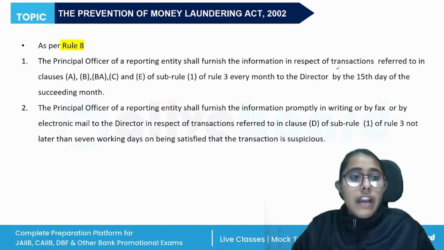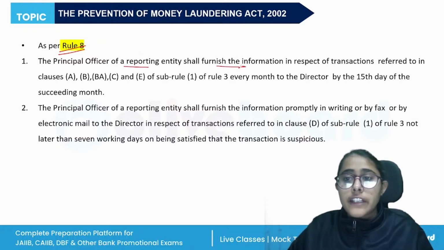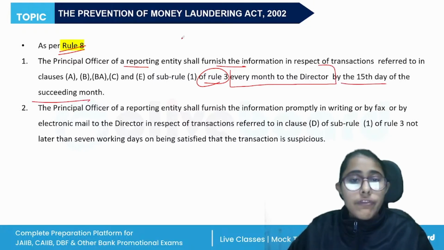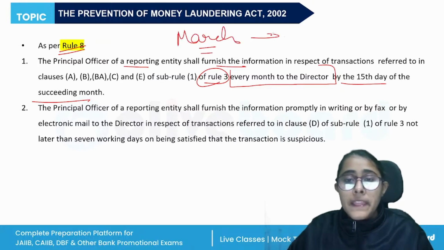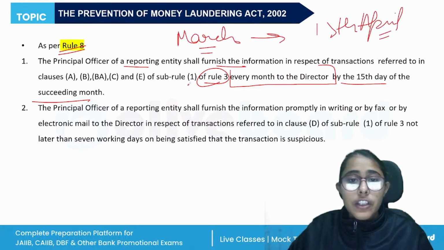Then we have Rule 8, which talks about the procedure by which the information will be furnished to the director. So the principal officer of a reporting entity shall furnish the information that we have just discussed under Rule 3 every month to the director by the 15th day of the succeeding month. So if we are talking about all the transactions that are happening in the month of March, then by 15th April all of these transactions which have been given in Rule 3 will have to be furnished to the director.